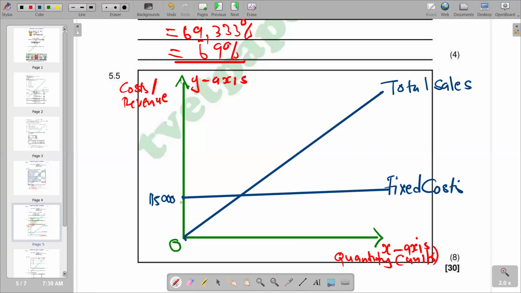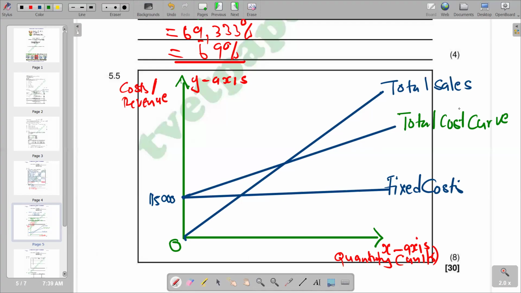So basically, we can just have our curve starting from here. This becomes our total cost curve. So we can just give a label: total cost curve. So basically, we have all the three curves that are necessary for the break-even analysis.